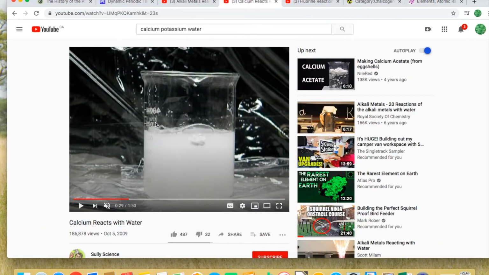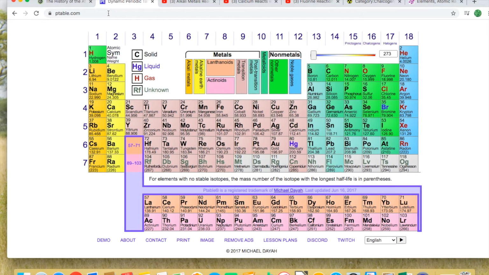The one thing I also wanted to mention is that there is a trend in reactivity across the table that extends beyond the alkali metals. As we go from the alkali metals, powerfully reactive in water, we find that the next column over, column 2, is the alkaline earth metals. The alkaline earth metals are similar to the alkali metals, but, well, not really quite so dramatic. Beryllium, magnesium, calcium, strontium, barium. These are alkaline earth metals.